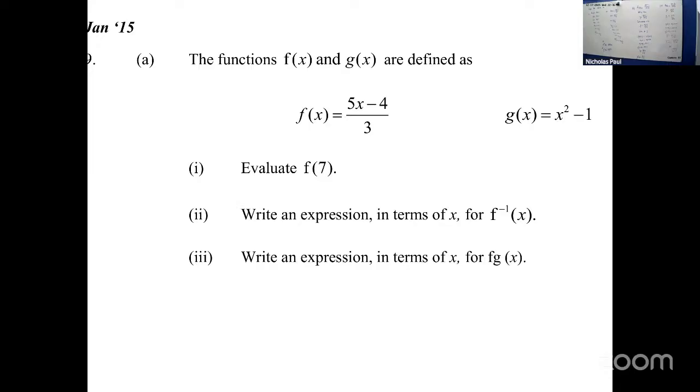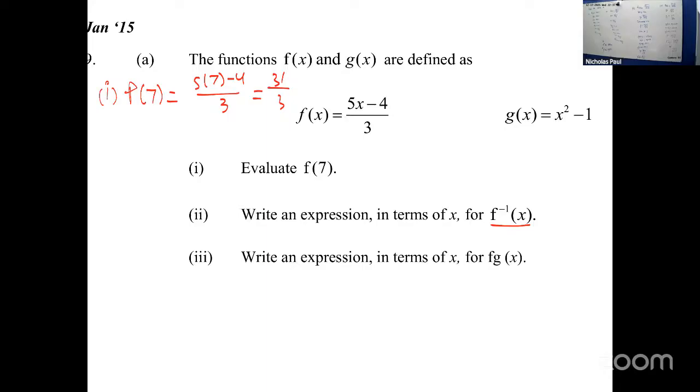f of 7, that's part 1. f of 7 is 5 by 7 minus 4 over 3. 35 minus 4 is 31, so 31 over 3. That is 10 and a third. Next, find the inverse.